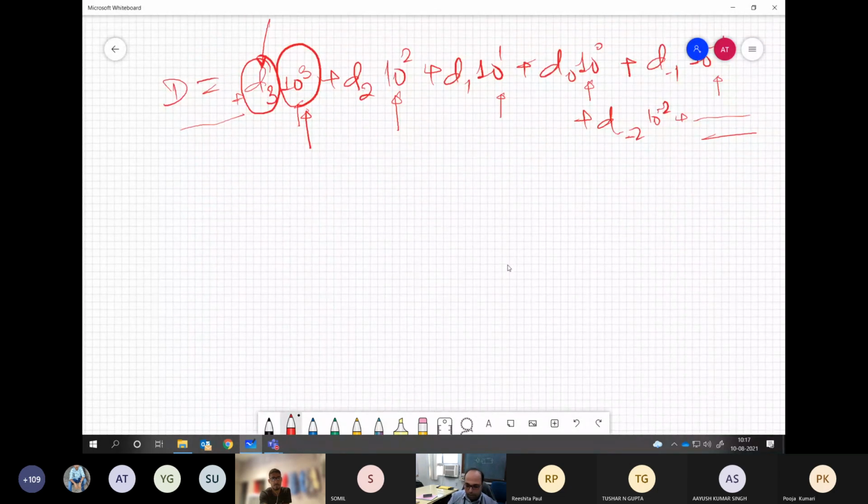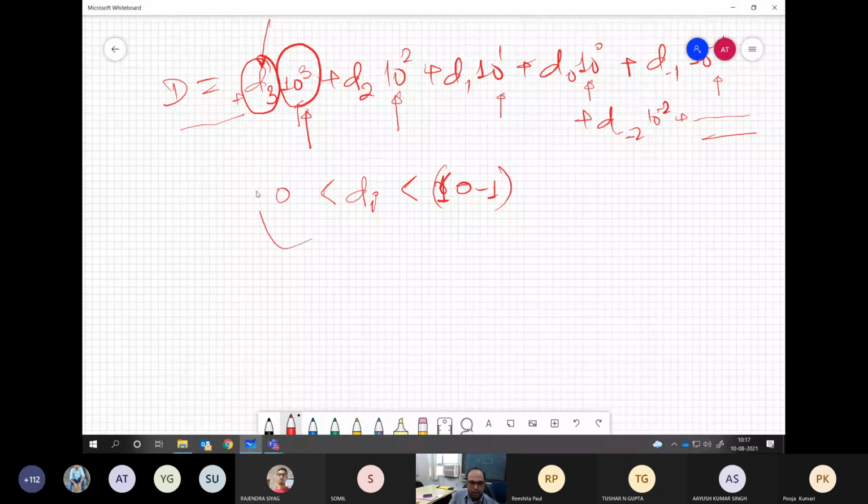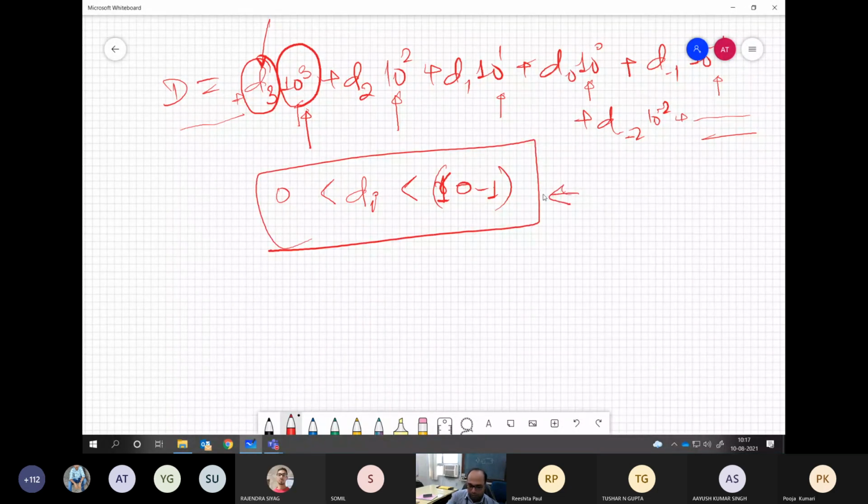And what are the possibilities for all these, whatever D3, D2 we have written? So let's say Di has to be between 0 and R minus 1, or if we are writing 10, then 10 minus 1. Understanding my point? Yes or no? Yes, sir.